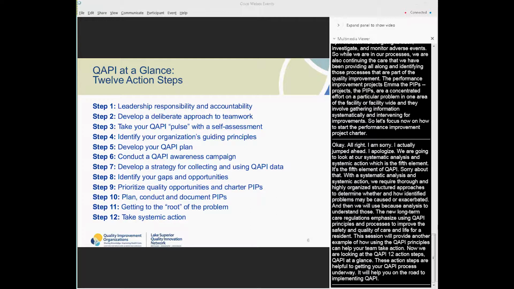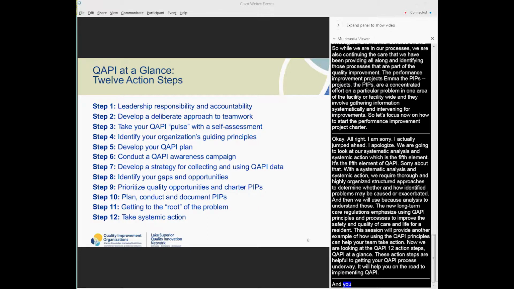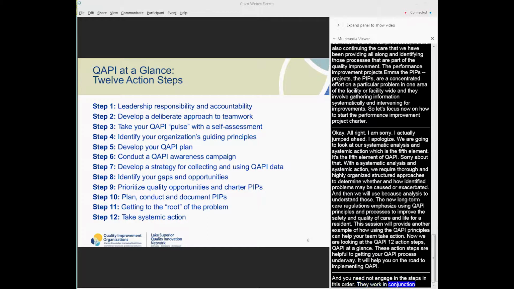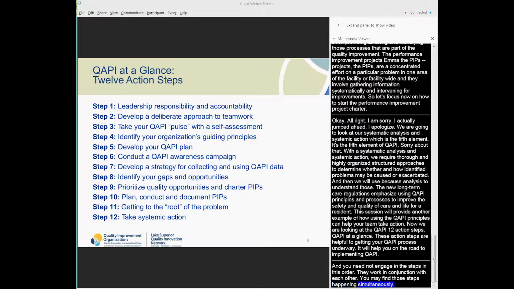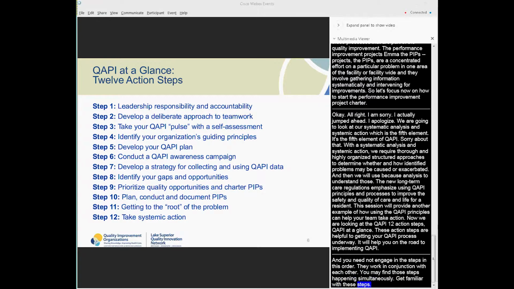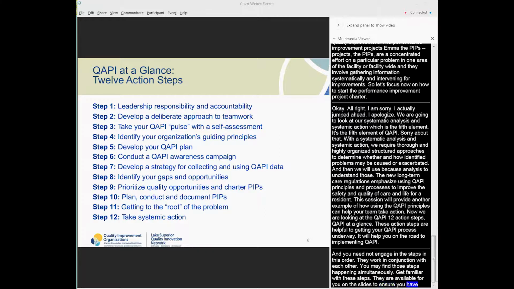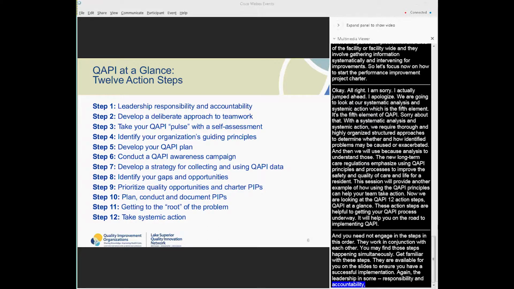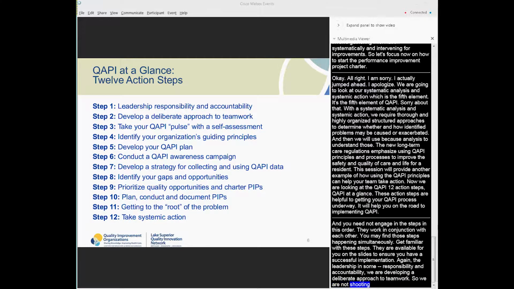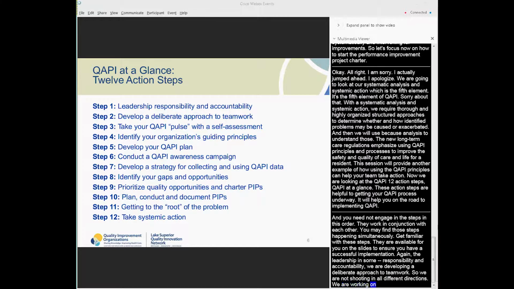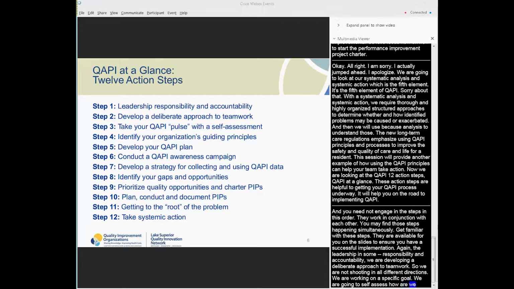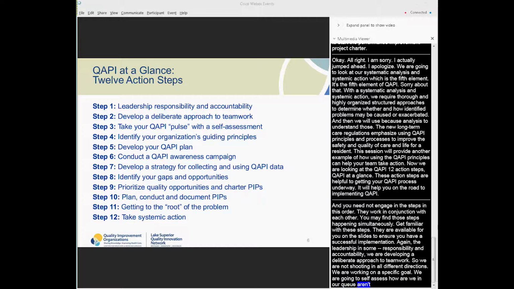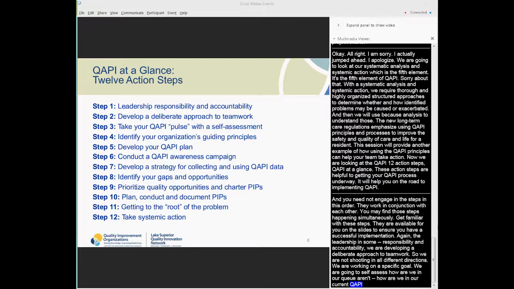Get familiar with these steps. They are available for you on the slides to ensure that you have that successful implementation. Again, that leadership, responsibility, and accountability. We are developing a deliberate approach to teamwork, so we're not shooting all in different directions. We are working on a specific goal or specific goals. We're going to self-assess. How are we in our current QAPI process, and what can we improve? And then we're going to use the QAPI concepts within our organization's guiding principles. So are we staying true to our mission and vision?